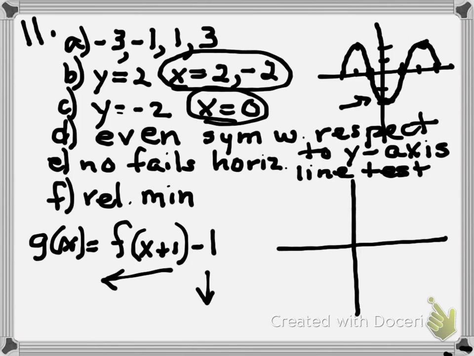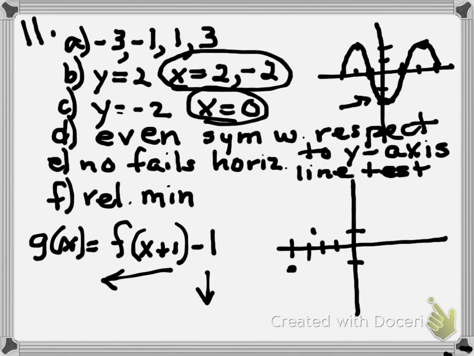So if we have the point that was at -3, it's going to go over here to -4, but it's going to drop down 1. That's for that first point. The next point, going from the left, is at the point (-2, 2). It's now going to have to shift over 1, which would be at -3, but it has to drop down 1. So it's going to go to (-3, 1).